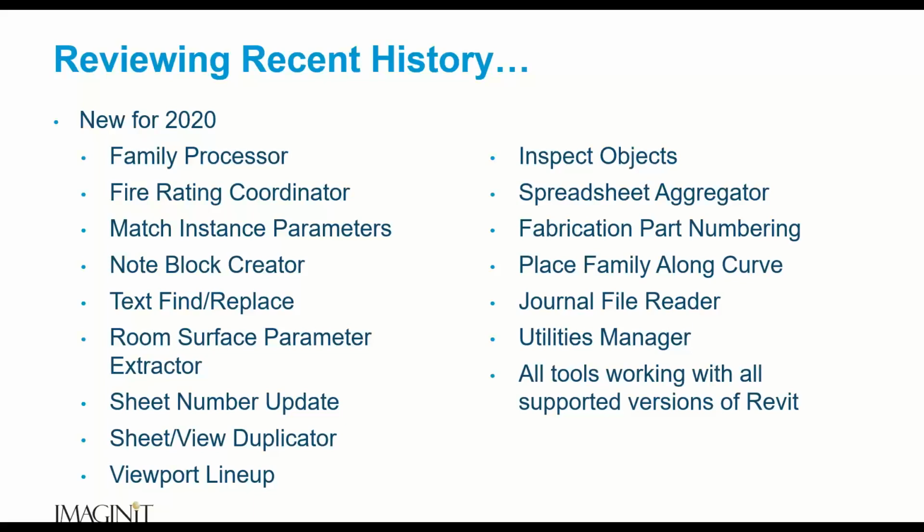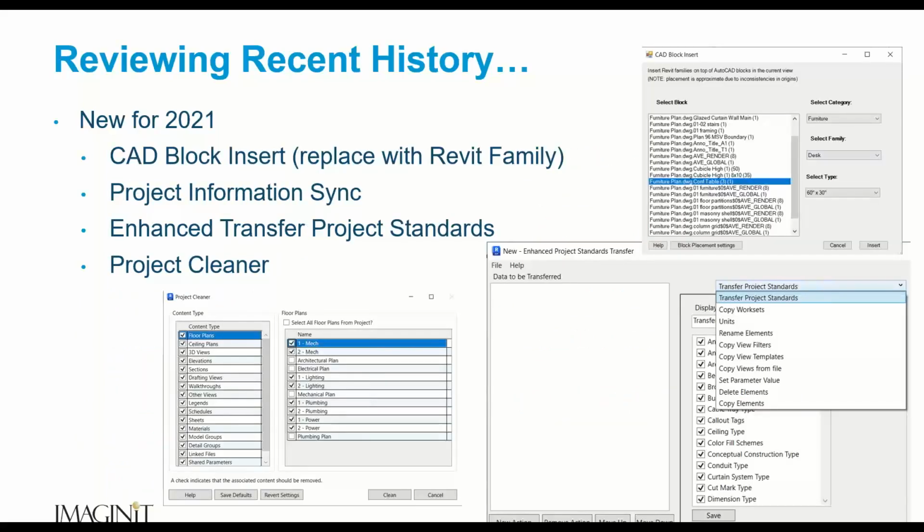Going from there to 2021. So if we're going to look at the tools that we made new for that version, we added a few extra things, a CAD block insert. So it's where you could take a block from a linked CAD file and substitute it with a Revit family. So helping out with making transitions from CAD to BIM, so to speak. Project information synchronization, different options for cleaning up projects before presumably sending it out. Conversely, enhanced transfer project standards for bringing things in.